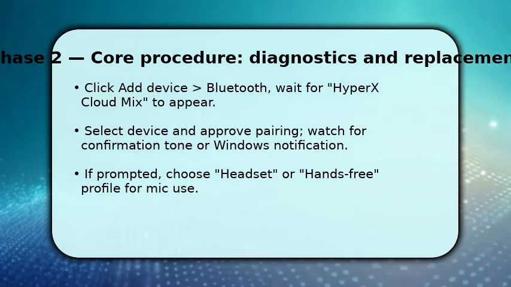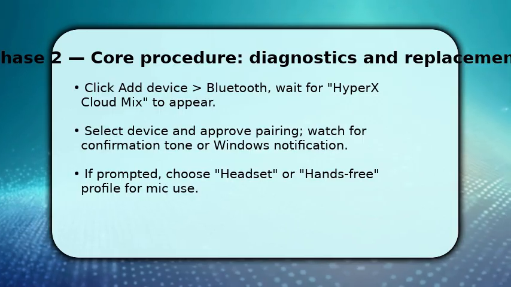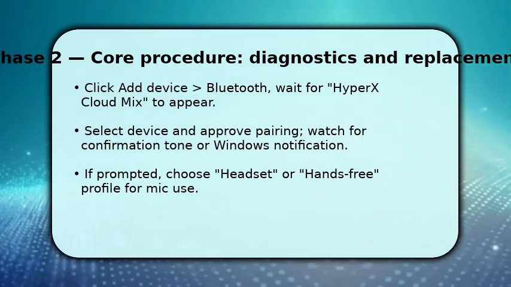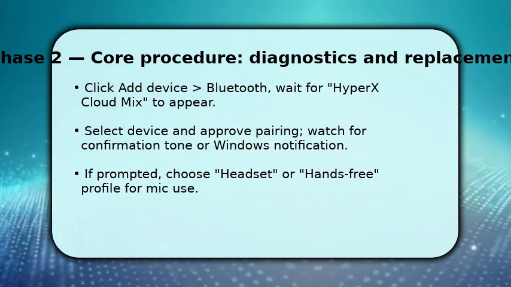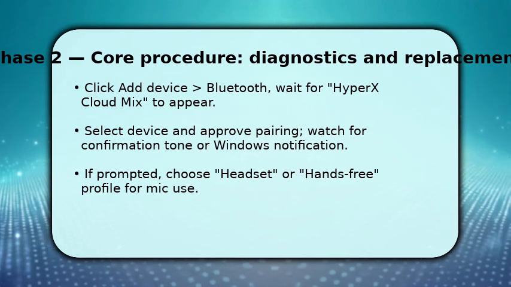Make sure to choose the correct audio profile if Windows asks. Pick headset or hands-free if you need the mic, otherwise stereo will give better sound quality. Once paired, test playback quickly so you can adjust device levels and default outputs calmly.